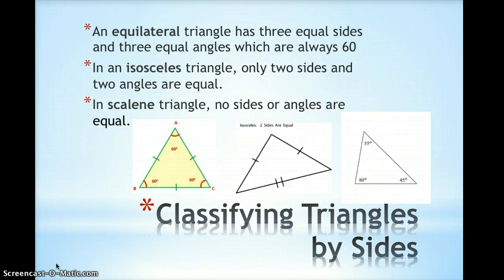An equilateral triangle, which is the yellow one, has 3 equal sides and 3 equal angles, which are always 60 degrees. An isosceles triangle, which is this picture in the middle, only has 2 equal sides and 2 equal angles. And in a scalene triangle, which is this one on the right, no sides or angles are equal.